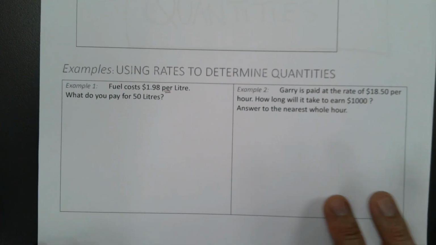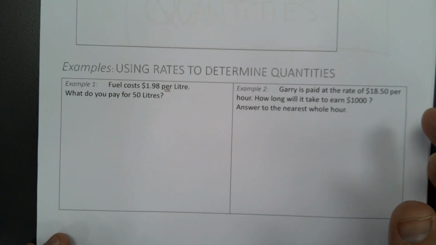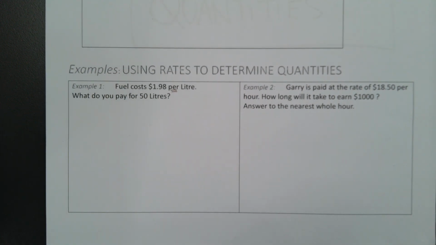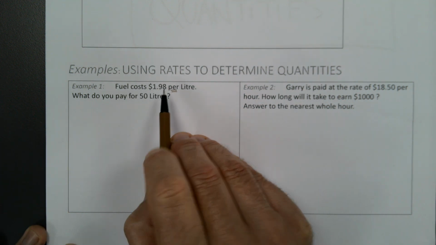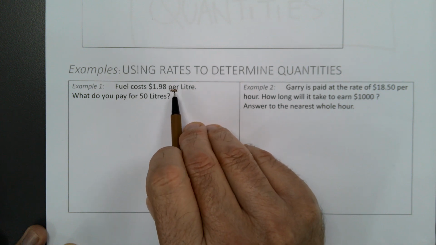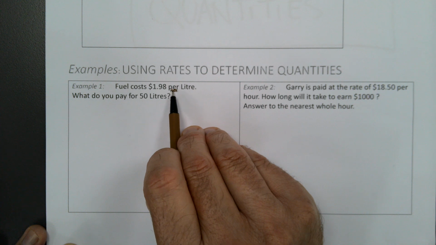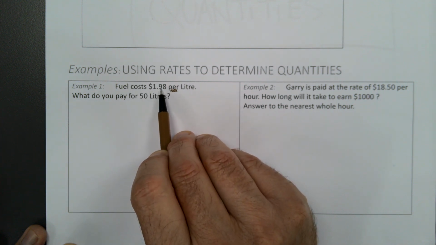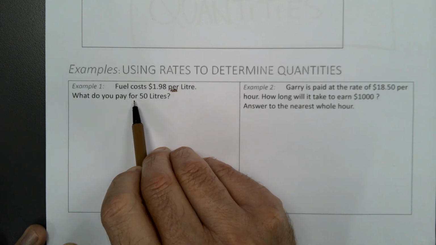So this is on page 18, looking at 3 examples. 2 on page 18 and the third one's on page 19. So how do we actually use rates? Look at example 1. Okay, fuel costs $1.98 per litre. Per litre. So the per is the giveaway. You've got one amount compared to another amount. So that means, quite literally, it's $1.98 for 1 litre. Okay. What do you pay for 50 litres?